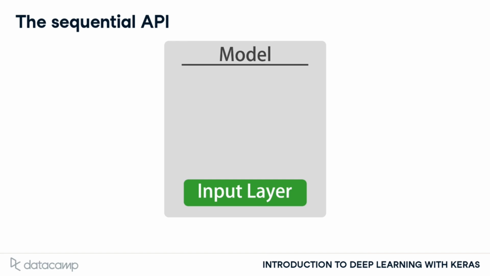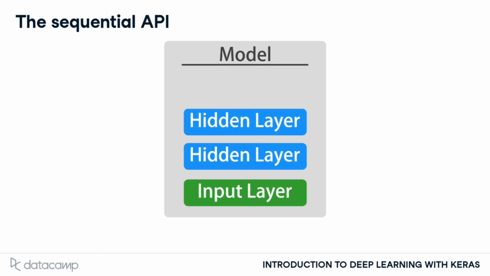We will focus on the sequential API. This is a simple yet very powerful way of building neural networks that will get you covered for most use cases. With the sequential API, you are essentially building a model as a stack of layers. You can start with an input layer, add a couple of hidden layers, and finally end your model by adding an output layer.